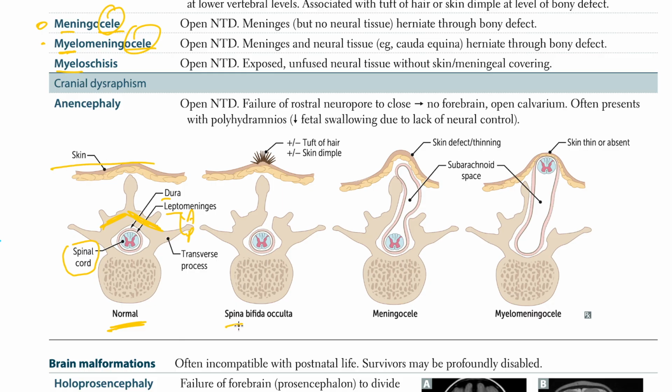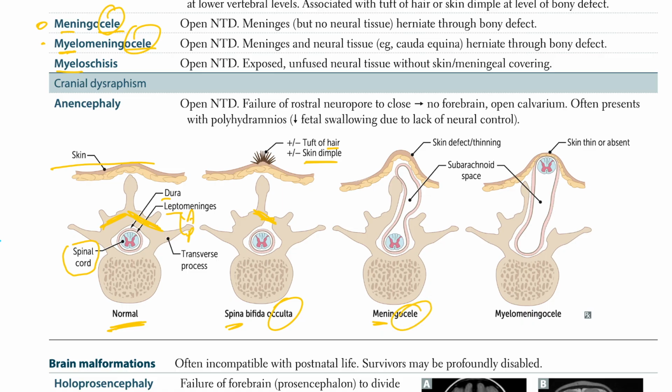Now let's look at spina bifida occulta. Occulta basically means that you have just an opening, but the neuronal tissue is not out yet. There is just an opening. On top of that, because it's an abnormality, you can see some tufts of hair or a skin dimple.